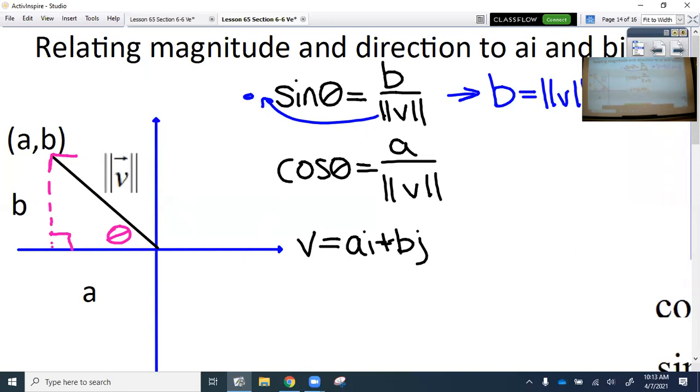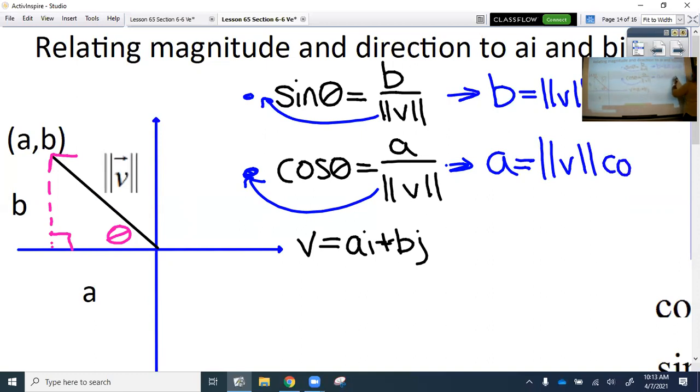Okay, I multiplied it over, just rearranged. I'm going to do the same thing in my cosine equation. I'm going to take that v, I'm going to multiply it over. What do I get? I get that a is magnitude of v times cosine of theta.